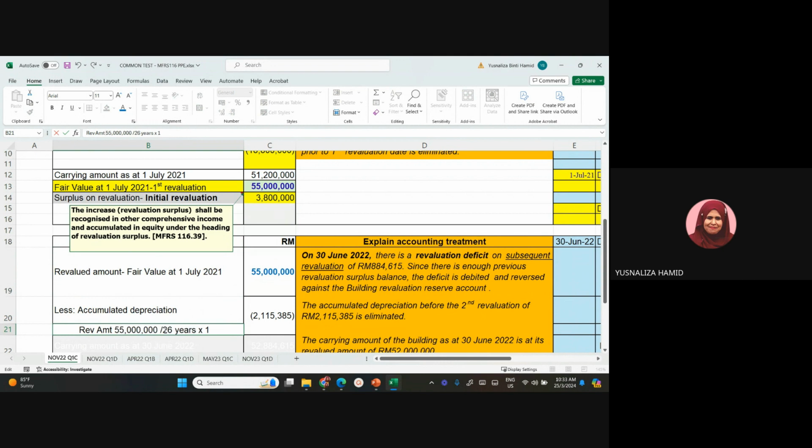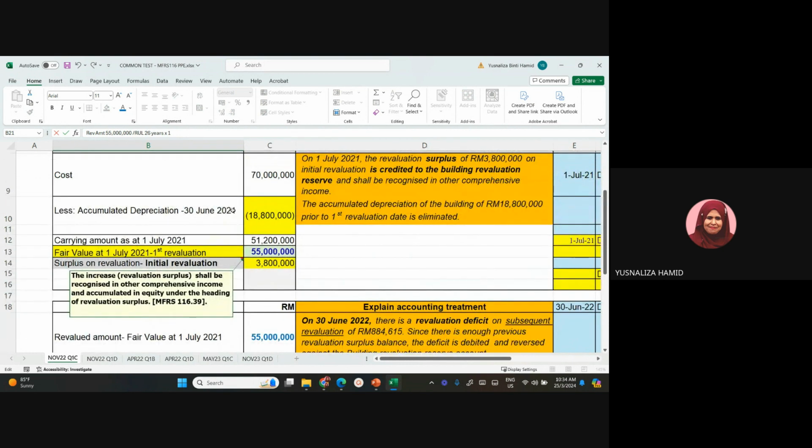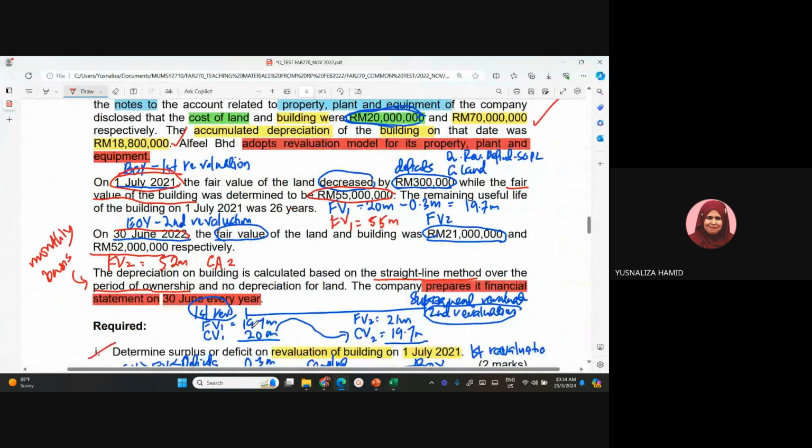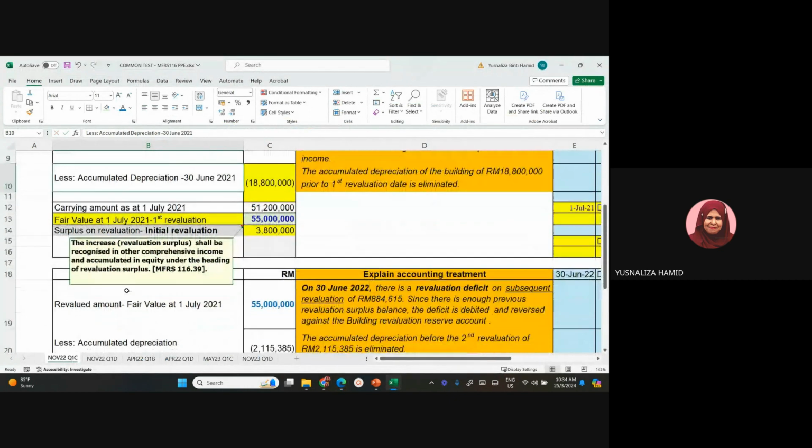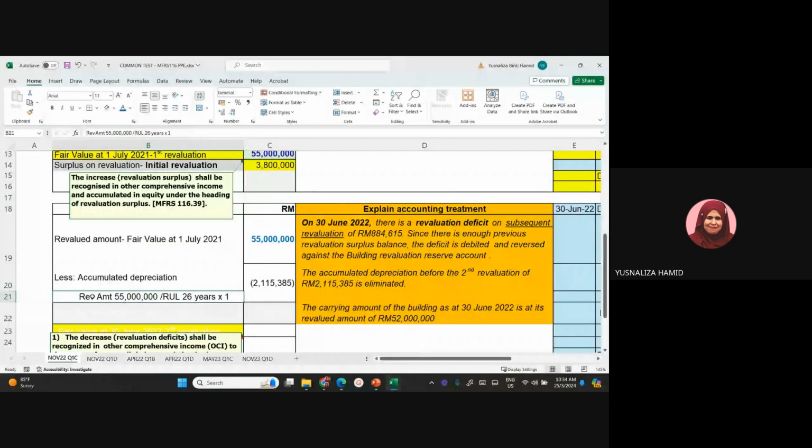divided by the remaining useful life. Before this, the useful life was given in the question. Let's check the useful life. So useful life given in the question was 26 years. You are informed on 1st of July 2021, the remaining useful life of the building was 26 years. So what you will do is, you find out the accumulated depreciation by taking the revalued amount, 55 million, divided by 26 years, the remaining useful life, as at 1st of July.